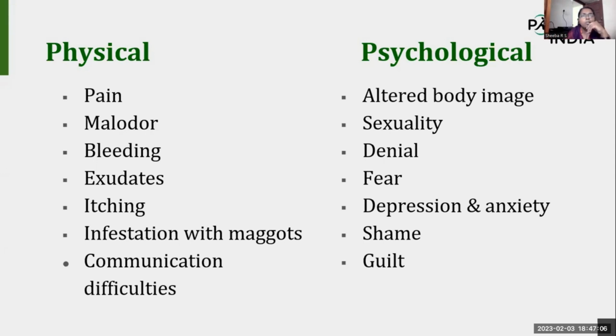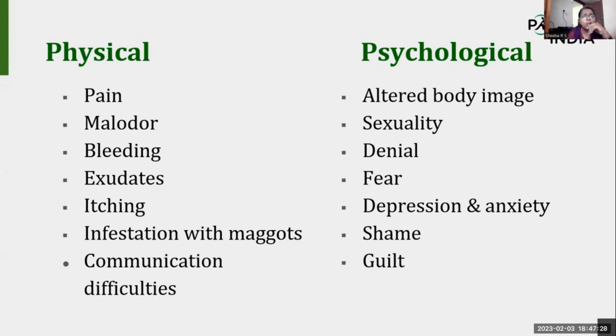And malodor. Here there is a lot of necrotic tissue in the wound, and because of that, anaerobic bacterial infection and the devitalized necrotic tissues can cause malodor. Also, stale dressings that have been in place for a number of days can also develop malodor.